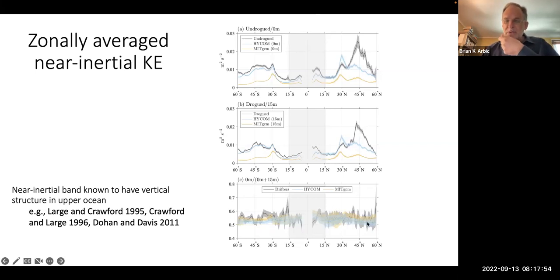When you look at the vertical structure proxy ratio, again, there's always big error bars on these, but it is slightly greater than 0.5, so there is some top-heavy, surface intensified vertical structure in the near inertial band. Of course, that's well known.